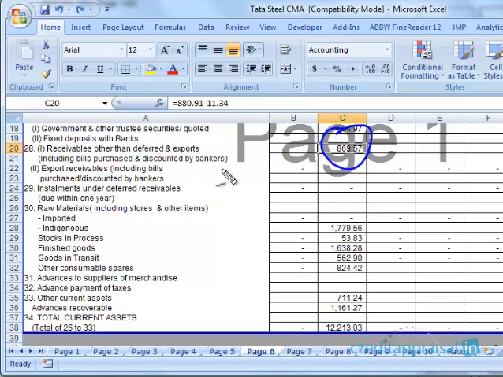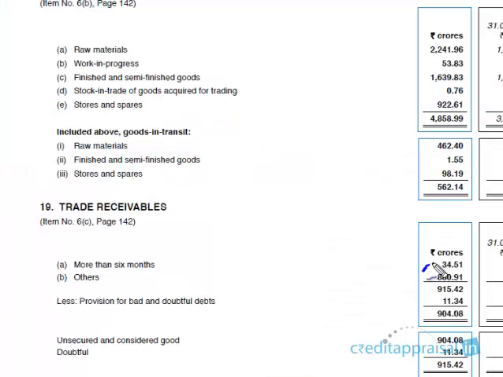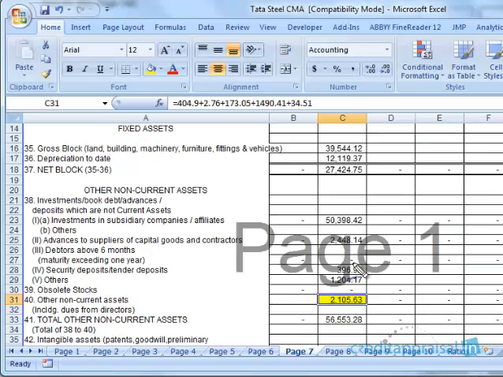So that is receivables. These are regular debtors, and these are put under receivables. These are less than 6 months. And debtors more than 6 months we are going to classify as a non-current asset. 34.51 crores. So 34.51 crores here in the non-current asset. These are debtors more than 6 months.